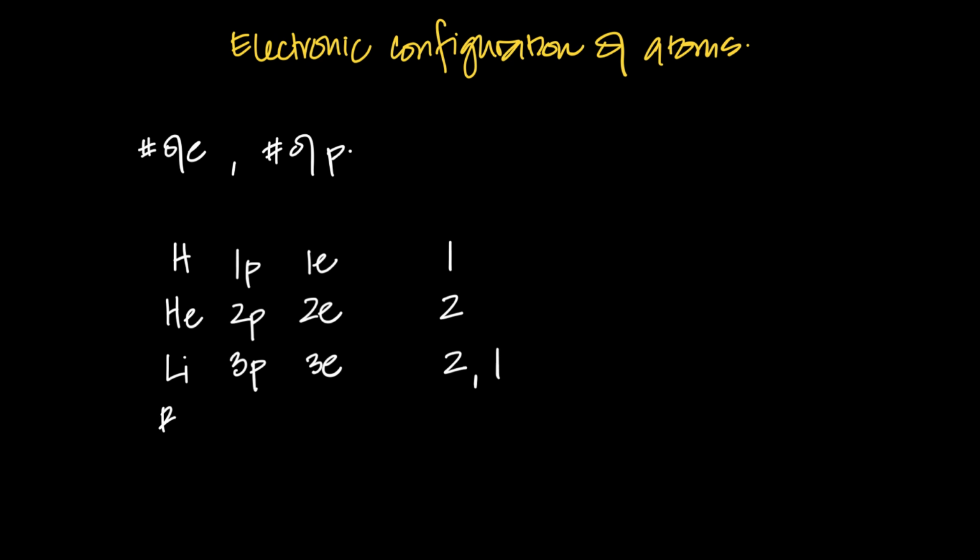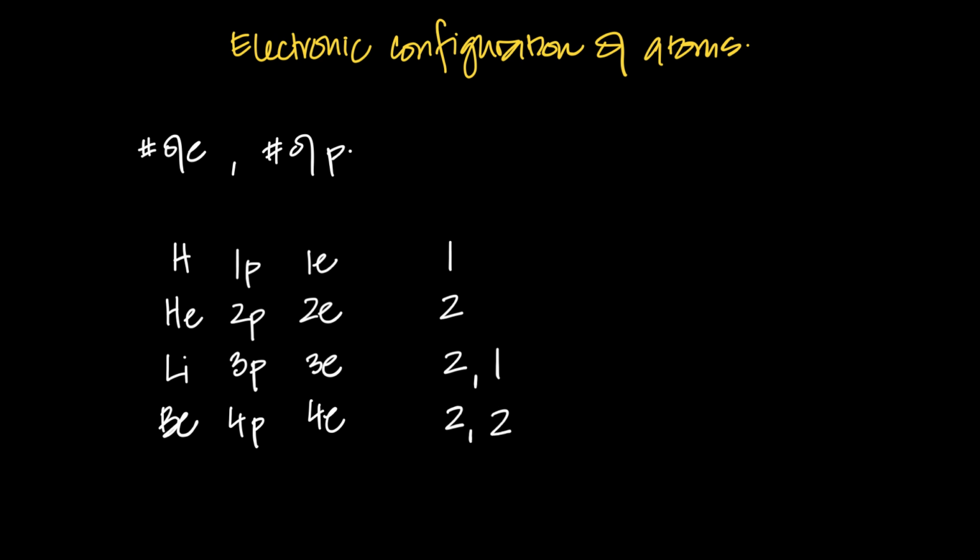Now beryllium has four protons. So if something has four protons, it'll have four electrons, which means two in the lowest shell, the first shell, and two in the second shell. The way I'm writing is that you're writing the first shell electrons first and the second shell electrons next.